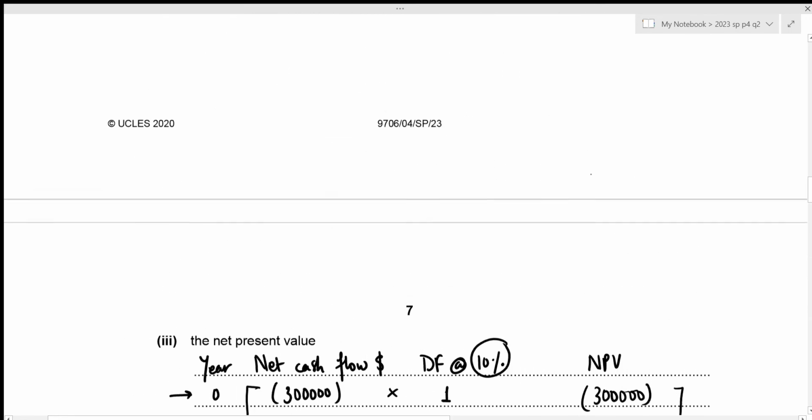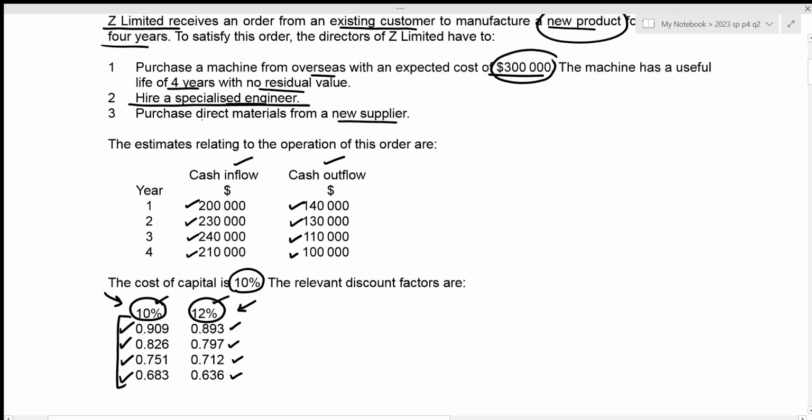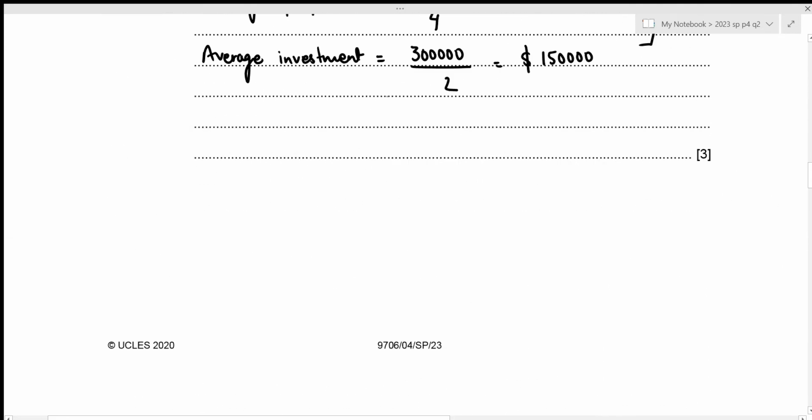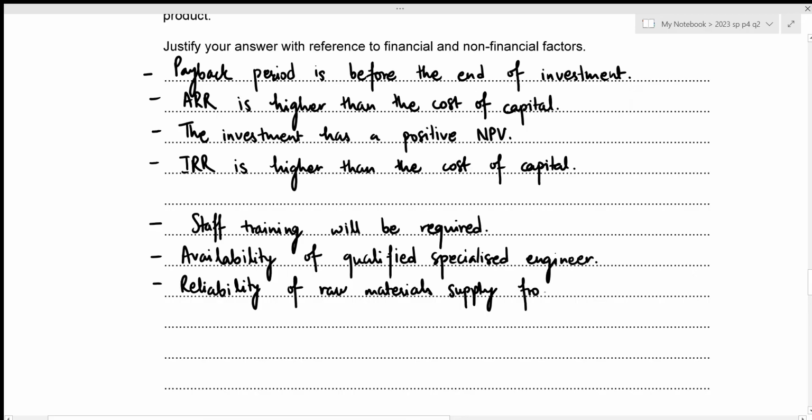Okay, and we were also told that we need to purchase direct materials from a new supplier, and whenever there is a new supplier involved, we have to consider the reliability. Let's write it down. That's reliability of raw material supply from new supplier.